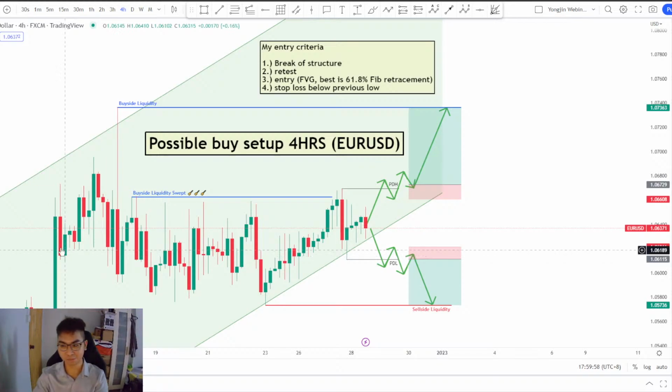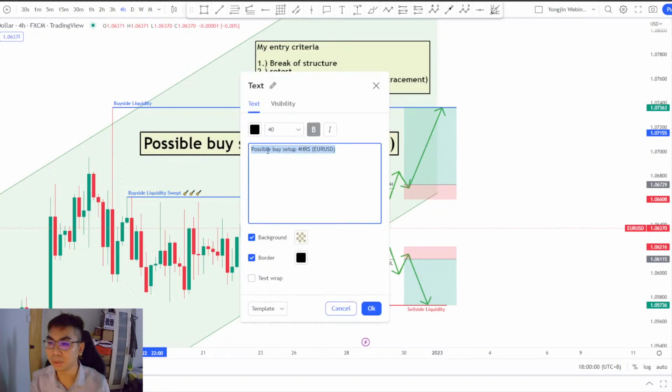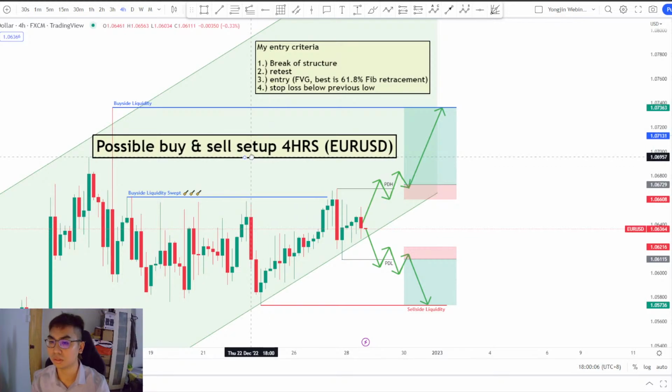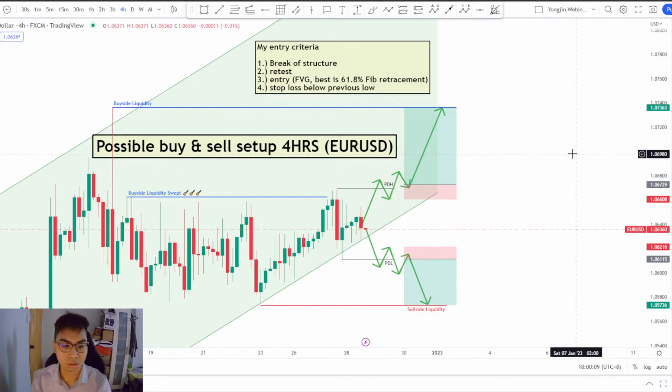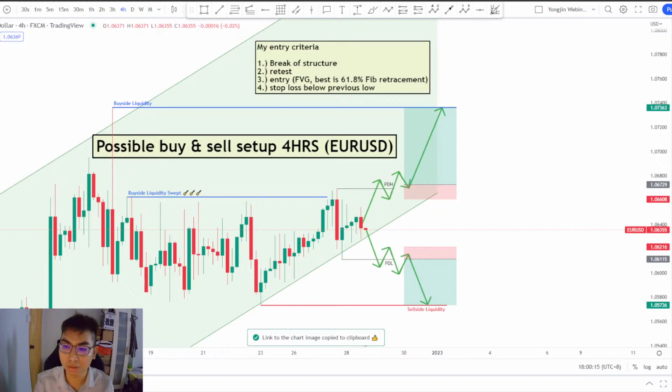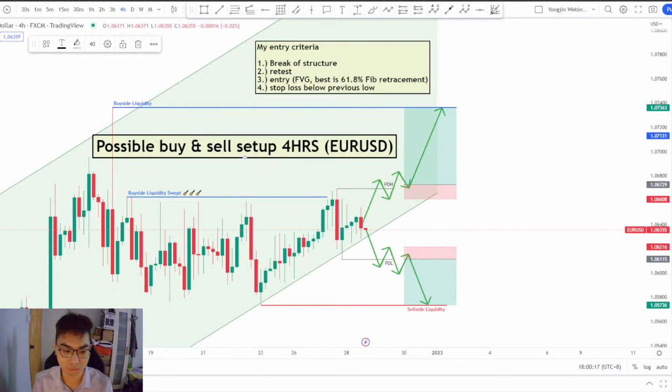So yeah, this is a possible buy and sell setup for our Euro dollar. So I'll just send it to the chat again. So this is the updated one. So this is the most updated image right there.